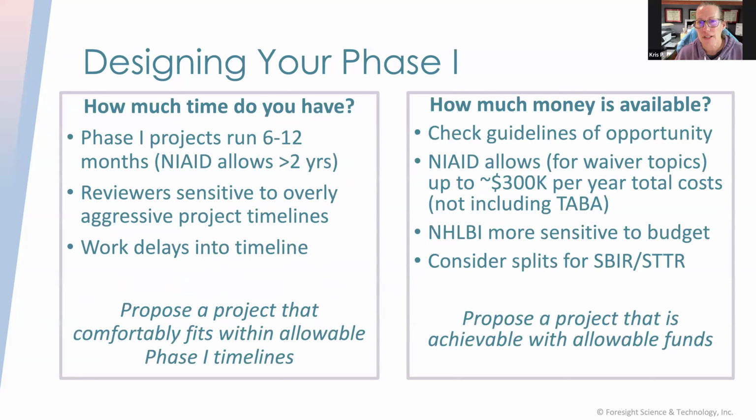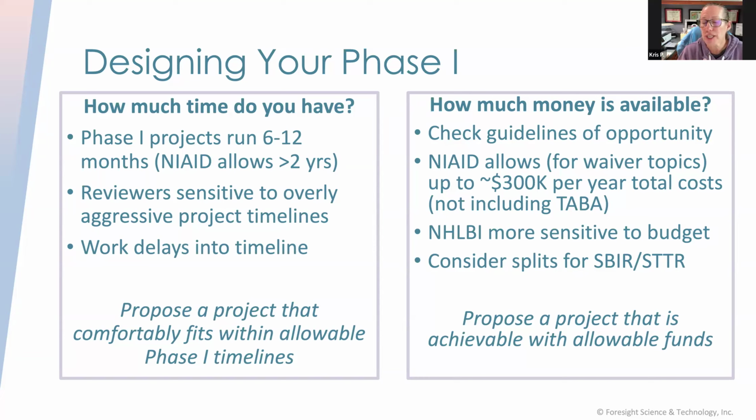Well, it looks like I covered a lot of this already. So phase one projects run 6 to 12 months. NIAID does allow for 2-year project periods. So you could propose a 2-year project period, and there's often budget limits that are aligned with that. So for example, they'll say you can have a 2-year phase one with a maximum of $300,000 per project year.